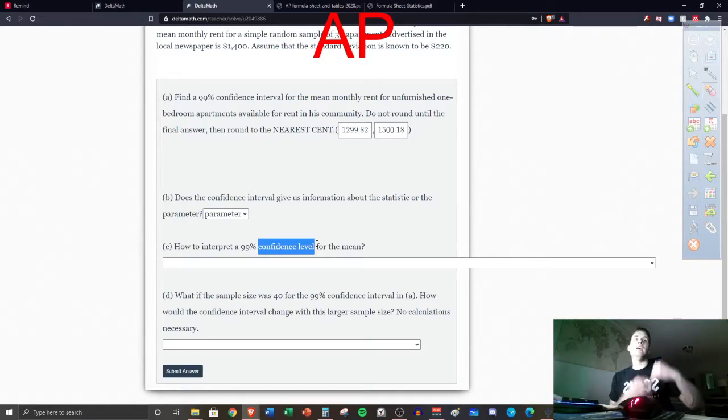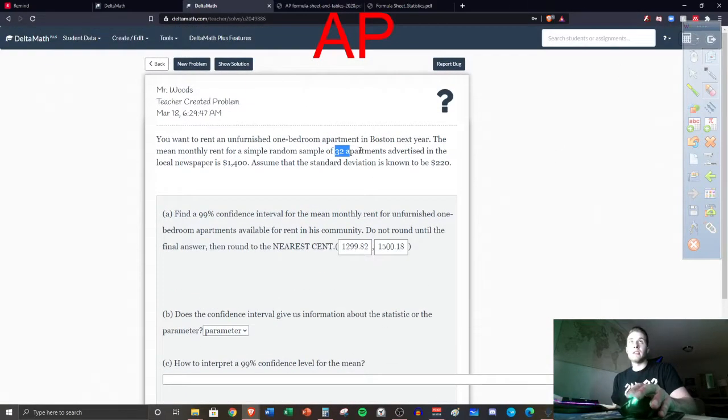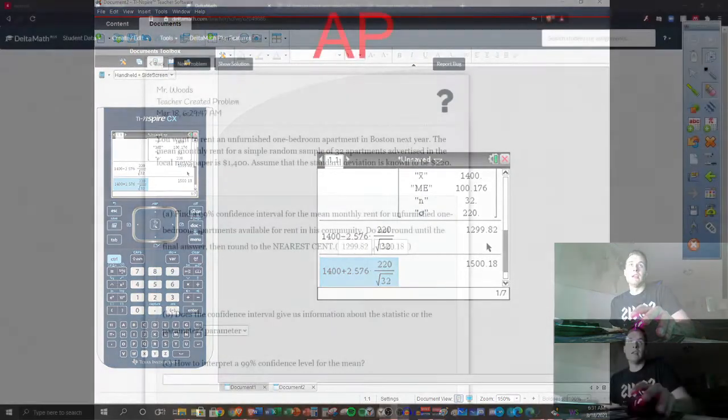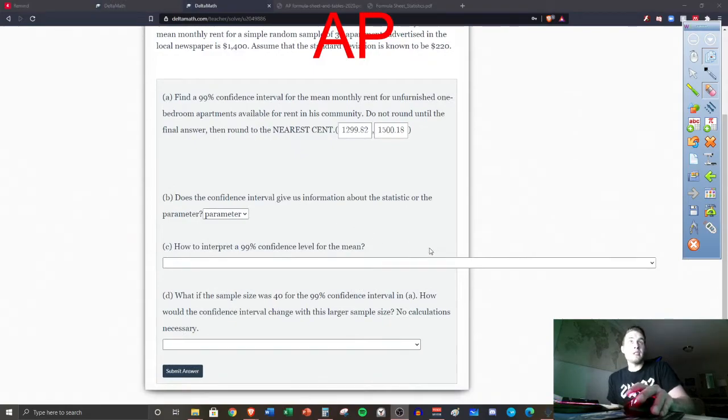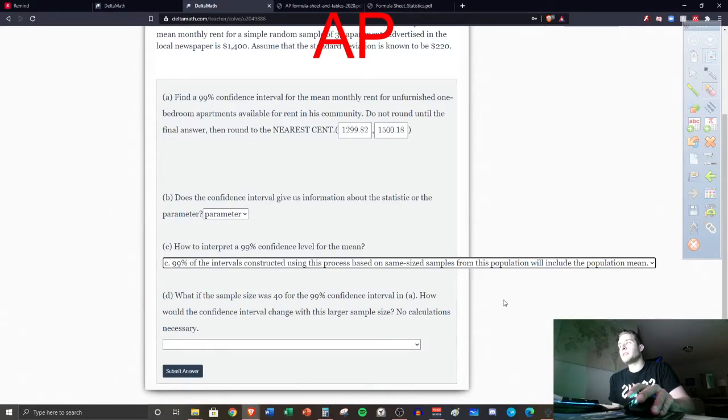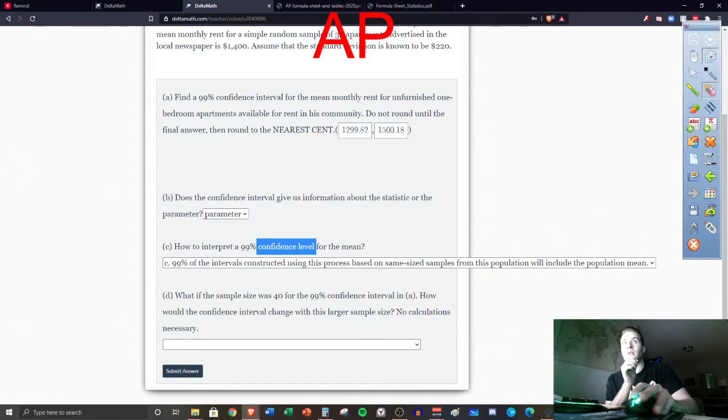Confidence level is saying if we took many samples of the same size, 32 like we did up here, okay, and did the same process that we did over here, right, through all of this, then 99% of the time we would get our population parameter. It would be somewhere in here. It would capture it. So when we look at this, the answer that's the best choice would be the C. 99% of the intervals constructed using this process based on same size samples from this population will include the population mean. Okay, so that's what would be the best choice there. All right, you need to be looking for the word confidence level on the test.